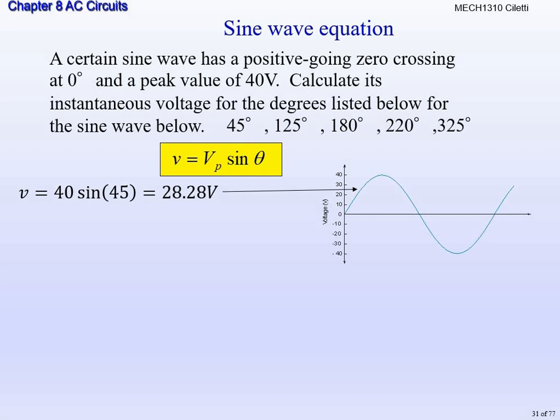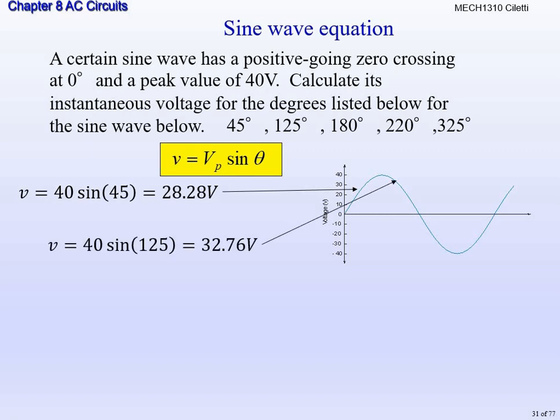All right, so the first one, 40 sine of 45 degrees. We get 28.28 volts. And I've drawn an arrow. That's approximately where we are on the sine wave. We're 45 degrees in on the x value. Our voltage at 45 degrees is 28.28. And remember, this voltage is being generated from something rotating in a circular motion, like we saw at the very beginning of the lecture.